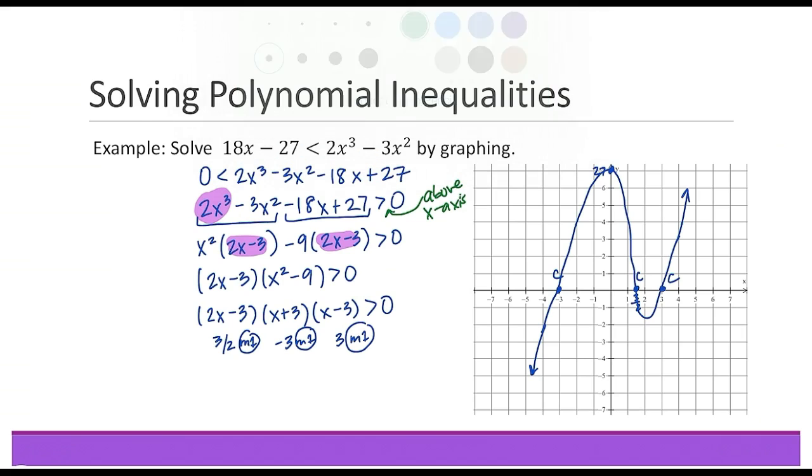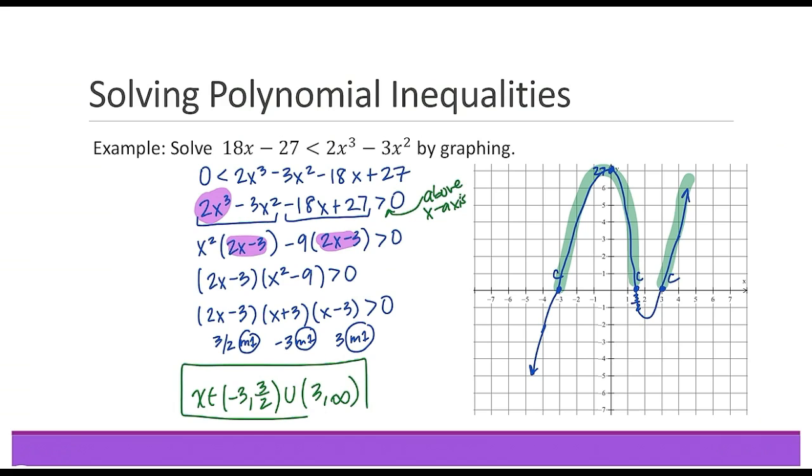So if we kind of highlight those regions, I'm above the x-axis between these two x-intercepts, negative 3 and 3 over 2, and I'm above the x-axis beyond this x-intercept of 3. So that's why we really need the x-intercepts. That's where we can possibly change from above to below the x-axis. So let's describe these intervals. That would be from negative 3 to 3 over 2, open, when I'm greater than, not greater than or equal to, and positive 3 to infinity.